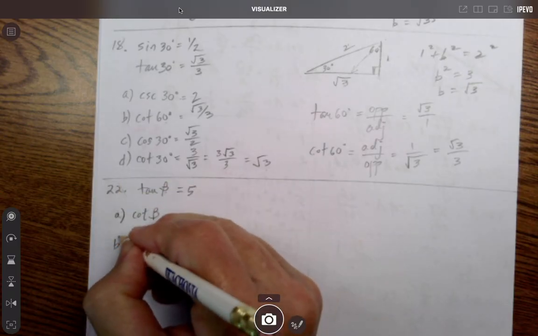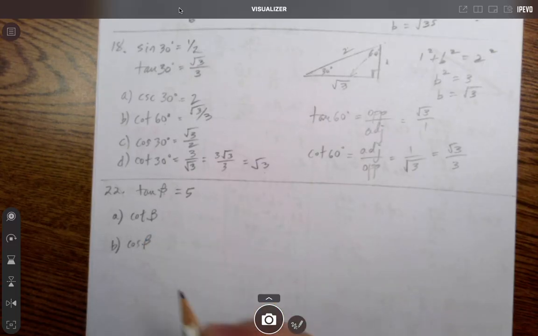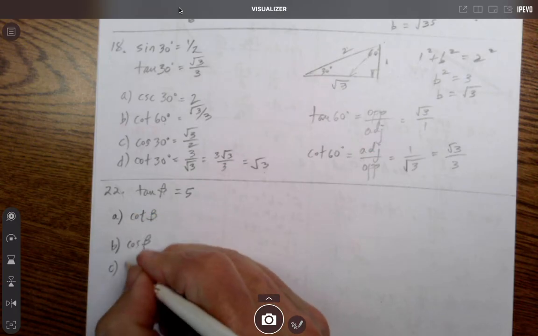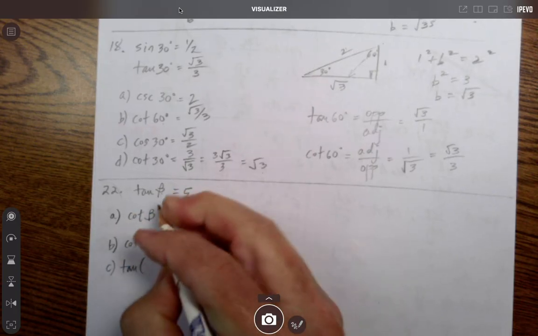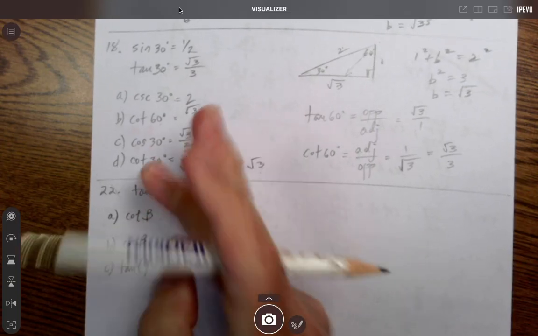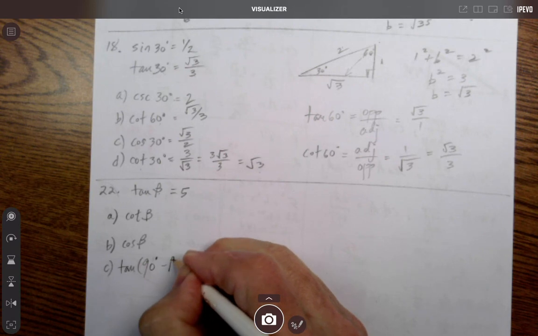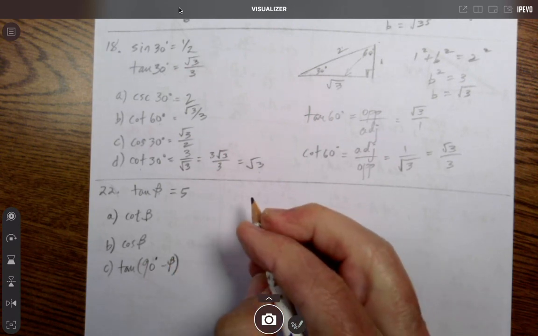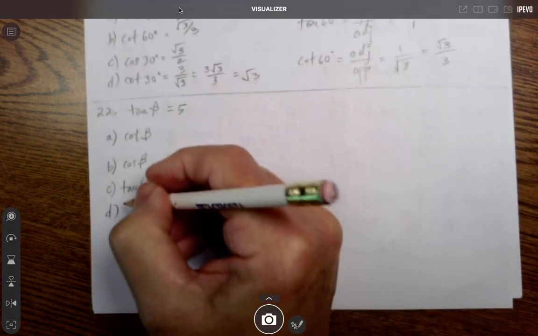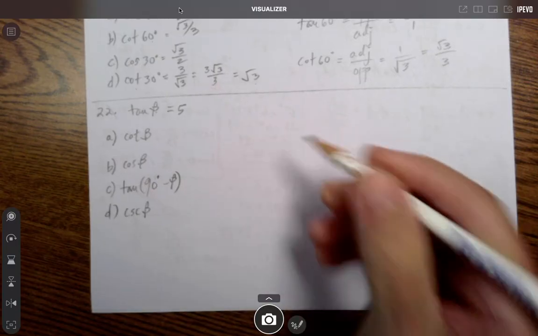B is cosine of beta. C, tangent of 90 degrees minus beta, and D cosecant of beta. All right.